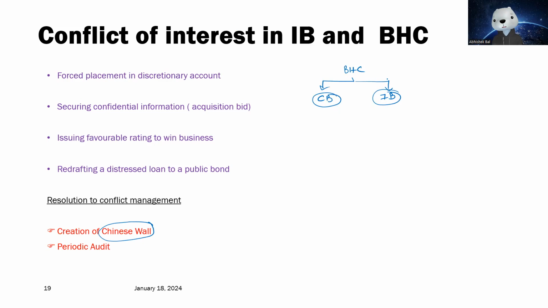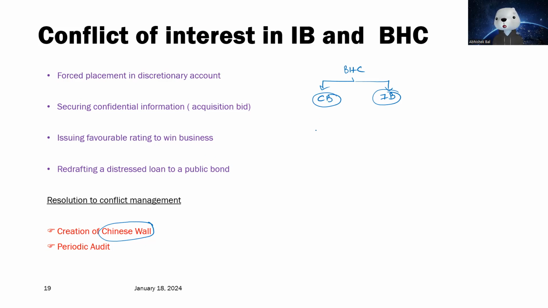That may actually compromise the privacy or profit or well-being of the customer of either of these entities. Nevertheless, from time to time, there are certain conflicts that are being observed, especially if there is a bank holding company. So the first thing is forced placement in discretionary account. Let's take an example.